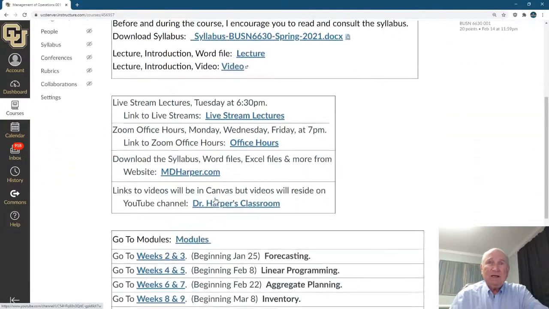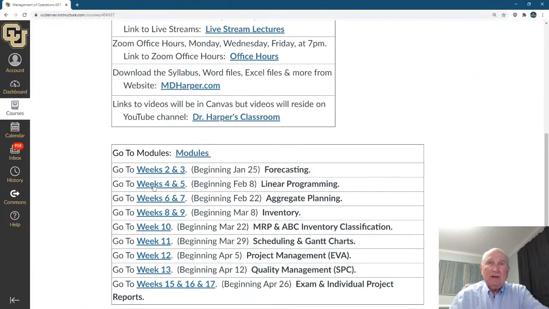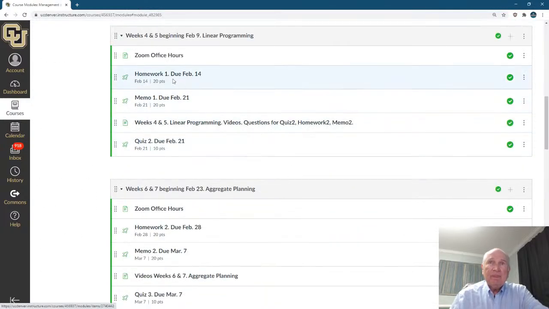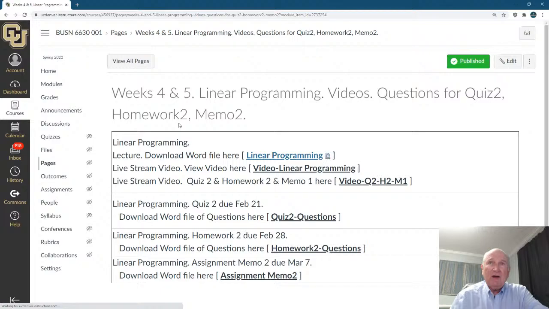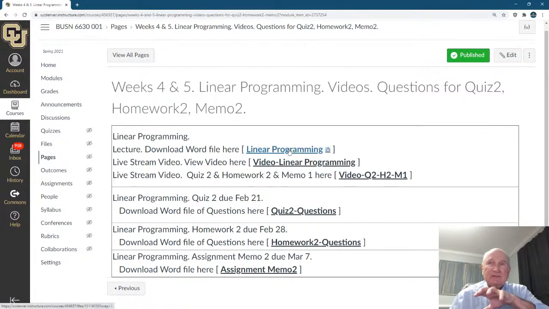And in Canvas, coming down to here, notice we are in weeks 4 and 5, linear programming. And if you click on the weeks 4 and 5, notice I have the linear programming here. This video will be posted right here. And then next week, I'll have a video on quiz 2, homework 2, and then memo 1 coming up next week. So after this lecture, I will post quiz 2 questions, homework 2 questions, assignment 2 questions. All three of those will be over linear programming or constrained optimization, constrained linear optimization.